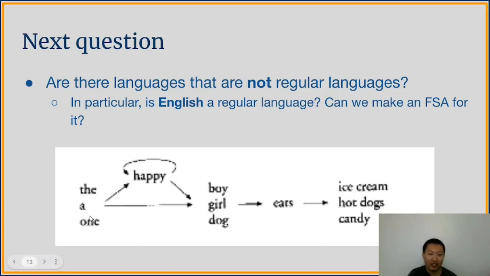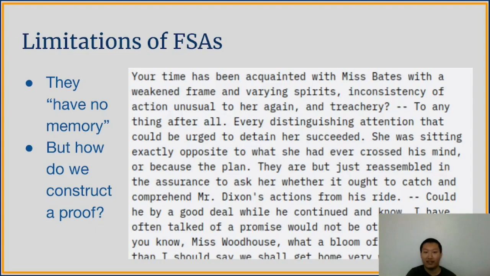For example, if you follow the flowchart, one thing you can get is, "One dog eats ice cream." That's one possible sentence you can make. Another possible one is, "The happy girl eats candy," right? And so the question is, can we make this flowchart able to generate every single possible sentence in English? Can we make a flowchart that includes every single grammatical sentence in English you could possibly make? So if I said something grammatical, it would be on this flowchart somewhere. Is that possible?